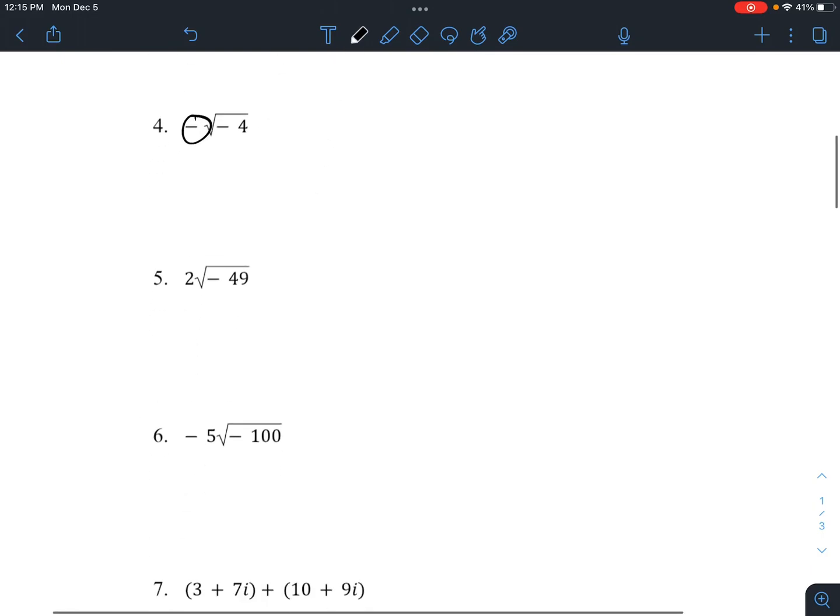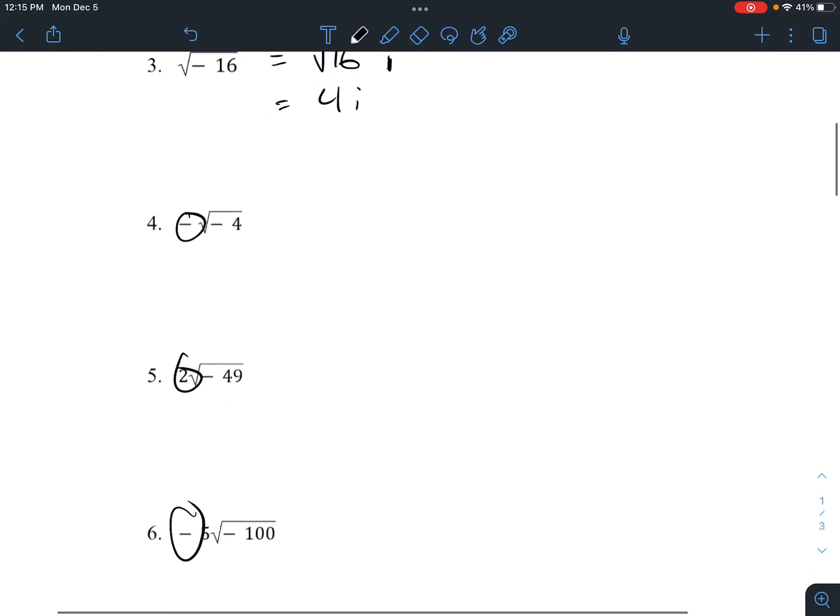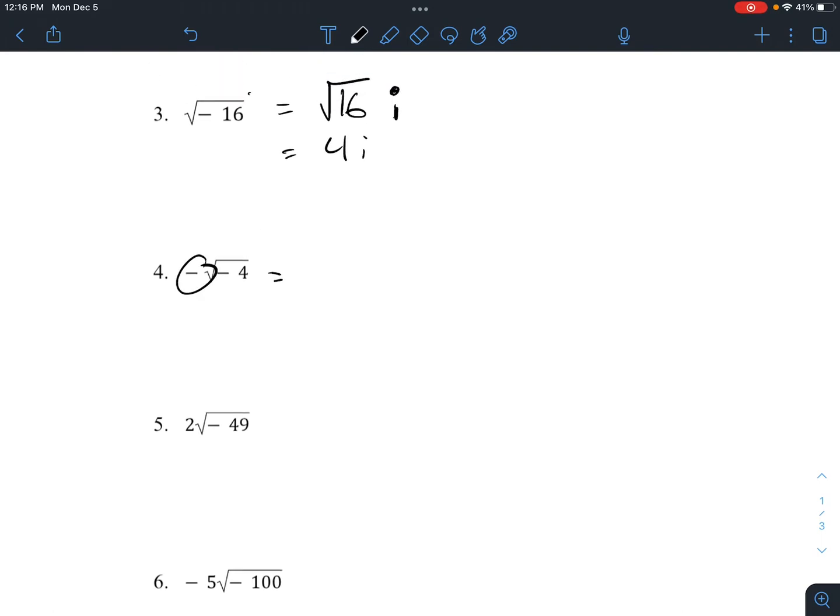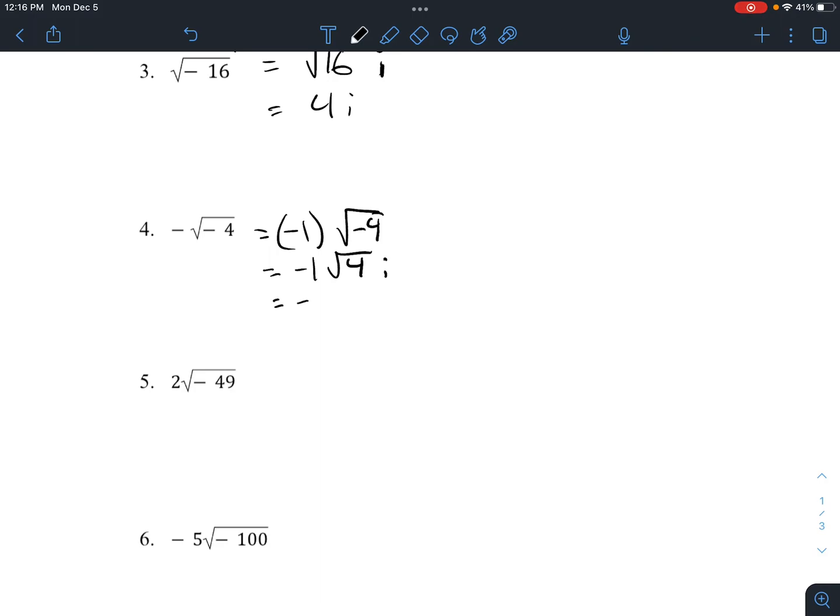When we have anything in front, all that means is we're just going to multiply what's in front at the end. So we could rewrite this negative as a -1, and then we're going to have the square root of -4, which is going to equal 4 times i, like this. And then we just keep on evaluating, so -1 times 2 times i, and -2i.